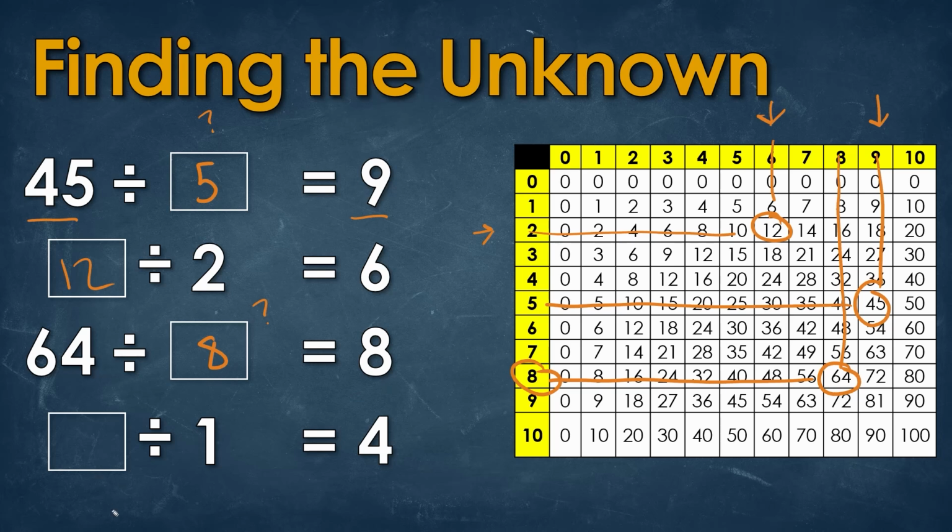Now how about this last one? We know that whatever's within the white circles are missing, so we have a 4 and a 1. So something divided by 1 is equal to 4. Let's see. If we start with a 1 and we work our way down until we get to 4, which will be right here, we know that the answer is 4. So 4 divided by 1 is equal to 4.